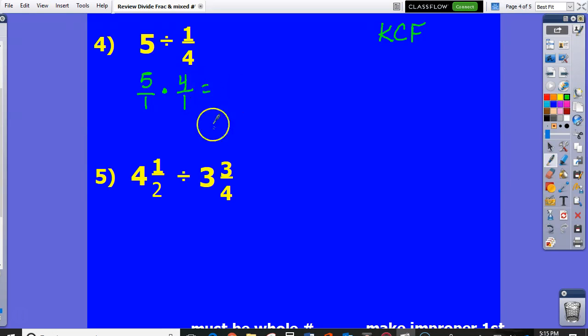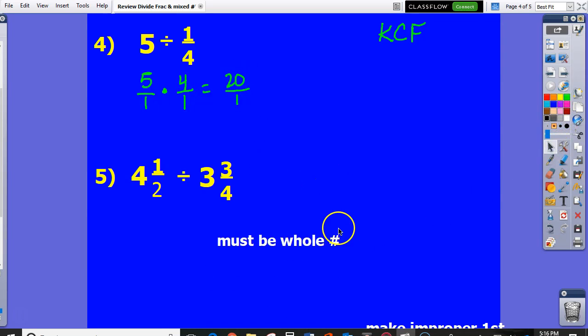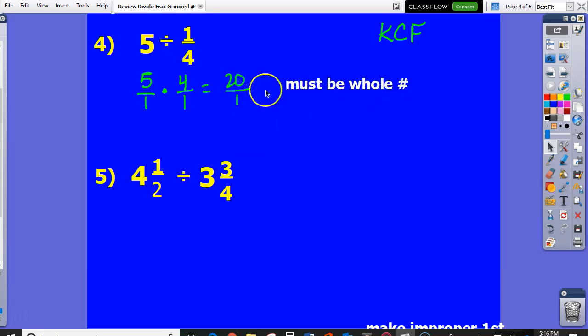Now this is so nice. No canceling whenever there's a 1 in one of your fractions, so 5 times 4 is 20. 1 times 1 is 1. Now this is not in simplest form. If your answer will equal a whole number, you must make it a whole number. So 20 over 1 is a whole 20.